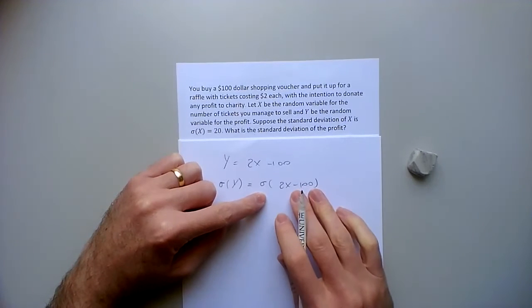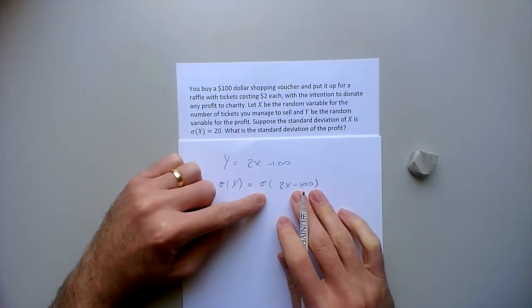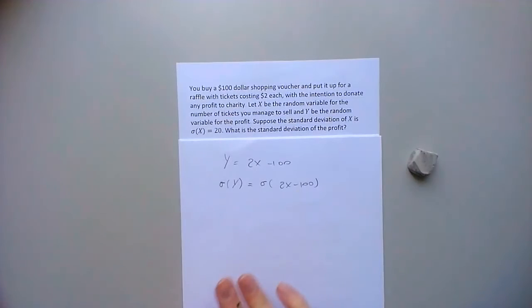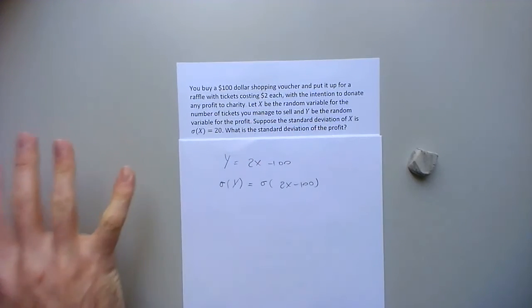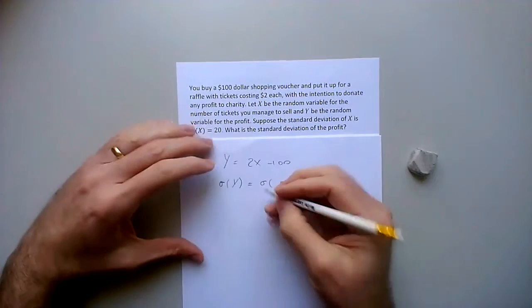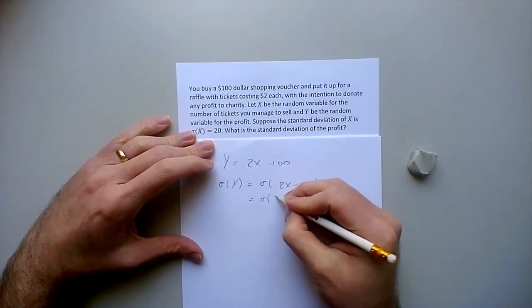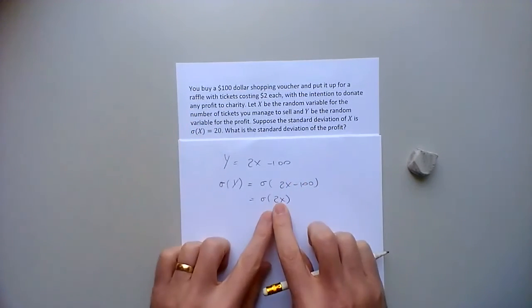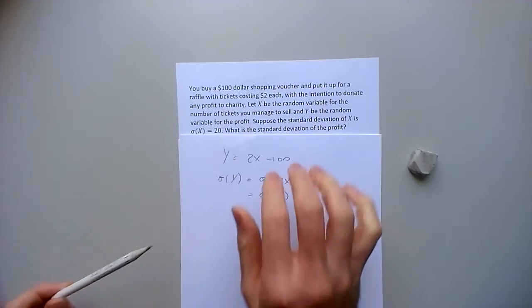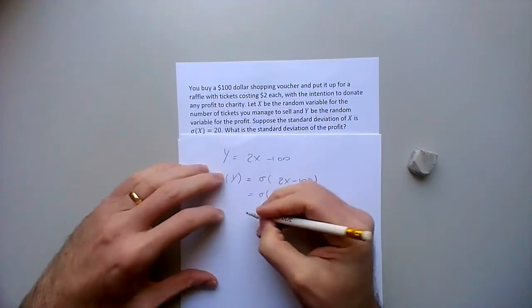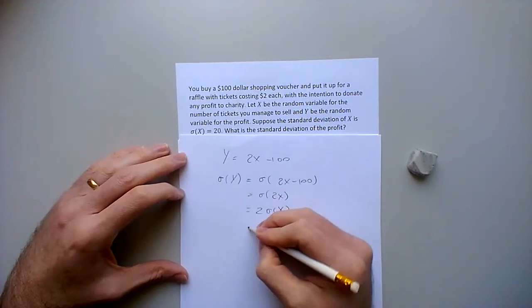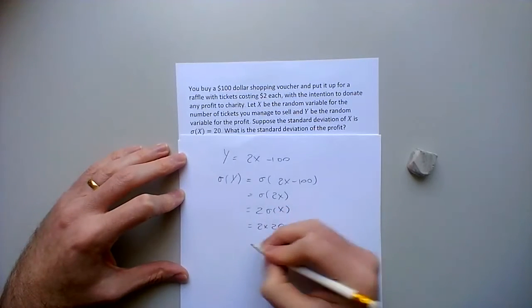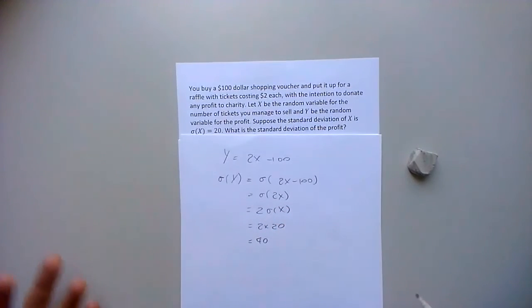Okay, so subtracting a number doesn't do anything to the standard deviation because it's all about how spread out things are. If this was the histogram, then subtracting 100 would just shift it over here and it would be the same spread. So that's not going to make a difference. So that's going to be the same as this. And then multiplying by 2, well, that would spread everything out more. So that would be 2 times sigma of X. And sigma of X is 20. And so I get 40.